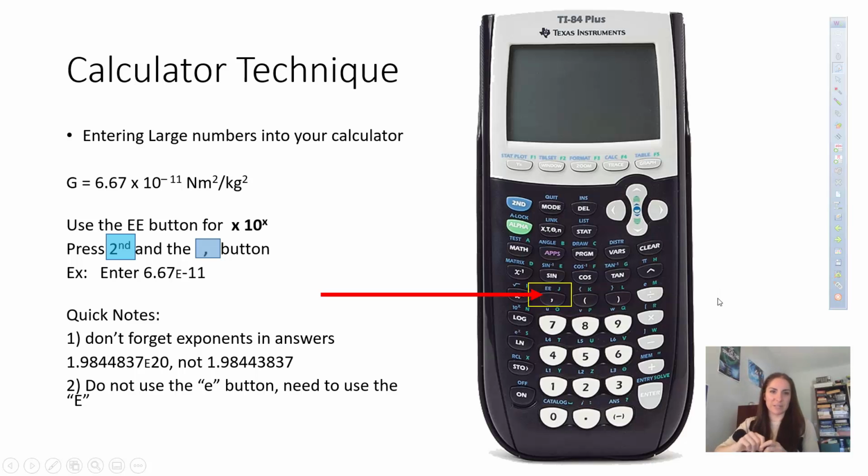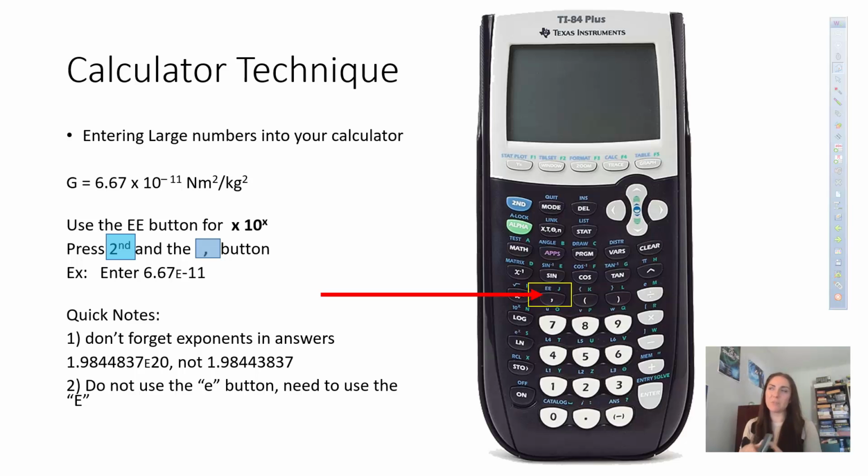Yes, calculator technique. So I know all of you are probably like, I know how to use my calculator, which is true. You do. But through my years of experience, these are where people make mistakes. So I just want to go over them. The first thing is people make a lot of mistakes entering large numbers or small numbers into your calculator. That is because your calculator, if you don't enter it in correctly, follows the order of operations, or Please Excuse My Dear Aunt Sally.